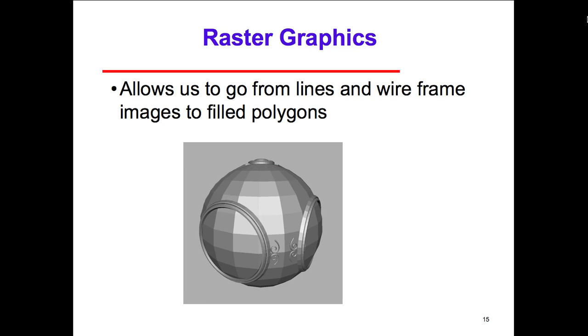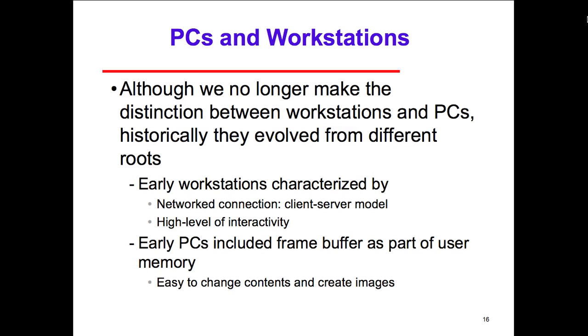It allows us to go from lines and wireframing to images to filled polygons, essentially. And nowadays we speak of polygons, and when we do wireframing, we actually draw polygons on our wireframes. I mean, everything's in this form of a polygon representation, and then you connect the polygons together and you get the image. You get the surface of the image.